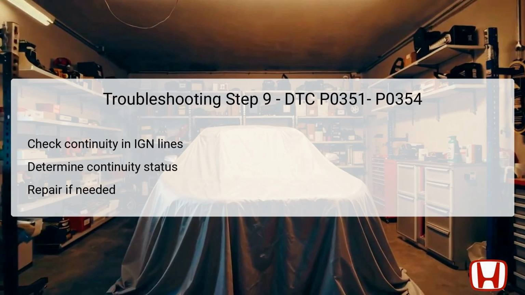Should continuity be present, investigate any additional service information relating to the symptoms or existing trouble codes. Alternatively, if continuity is absent, it indicates an open in the IGN wire connecting the PCM to the ignition coil and will require repair to restore proper ignition functionality.